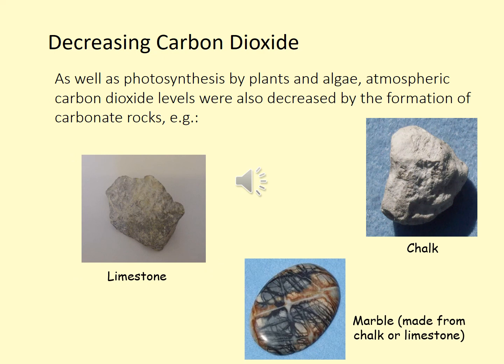The carbon dioxide was one of the main components of the early atmosphere, but nowadays carbon dioxide makes up less than 1%. The decrease was caused by, first, photosynthesis of plants, secondly, by it being dissolved into the oceans, and thirdly, by the formation of carbonate rocks.